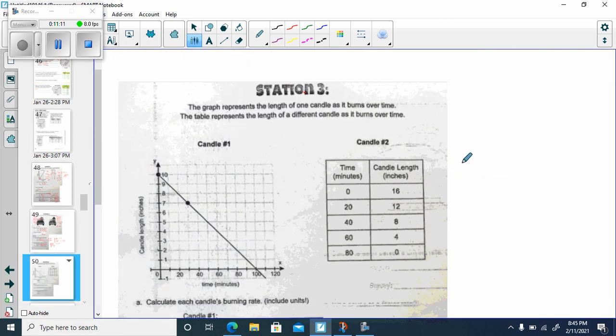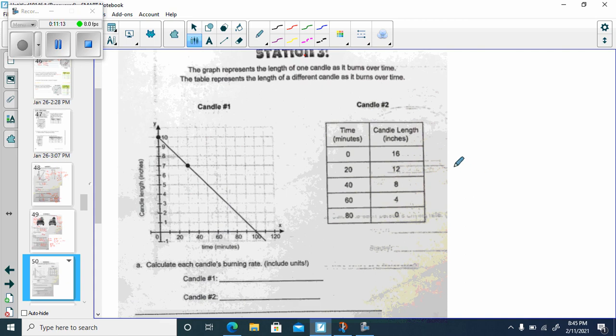Okay, the third one. The graph represents the length of one candle as it burns over time. The table represents the length of a different candle as it burns over time. Well, as a candle burns, its height in inches decreases. So our slope here is going to be negative. It's going down. The height over time is going down. Same here. As time goes up, your height is going down, okay? So your slope here is negative. Calculate each candle's burning rate, all right?